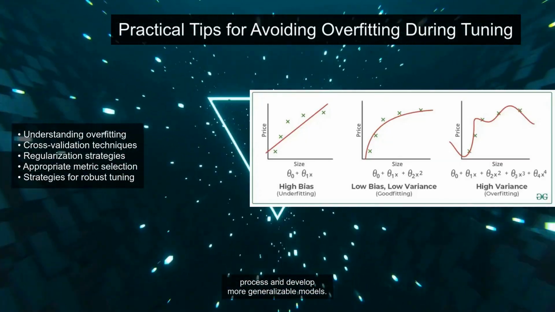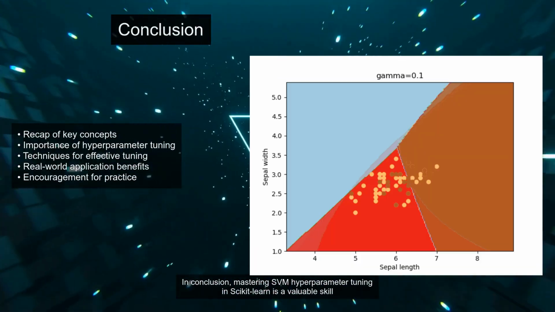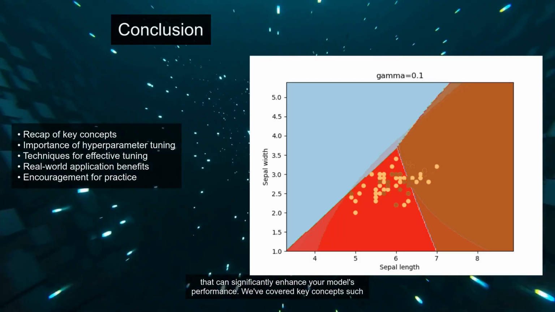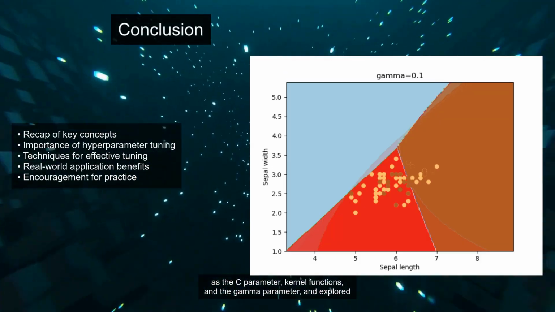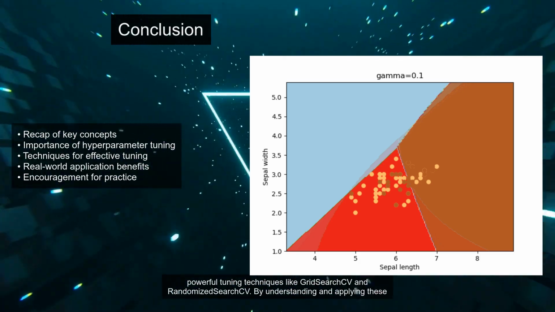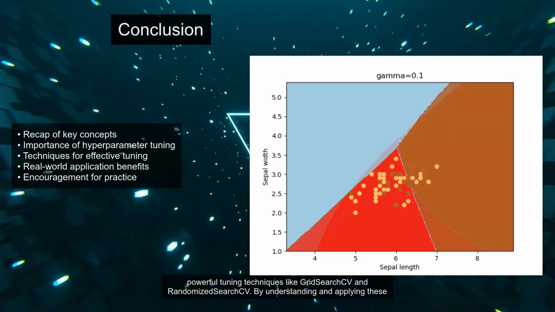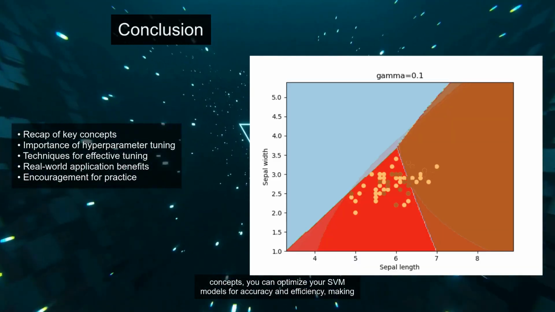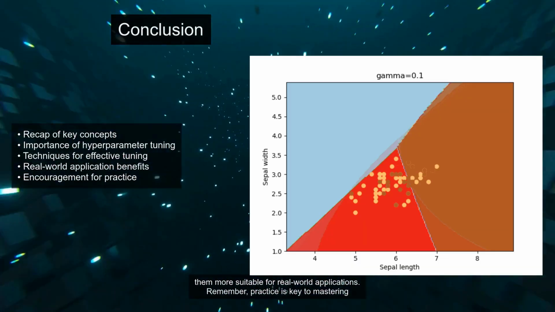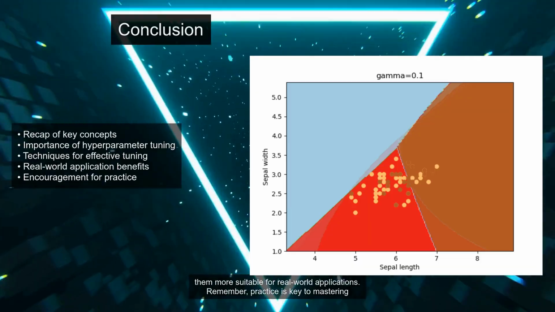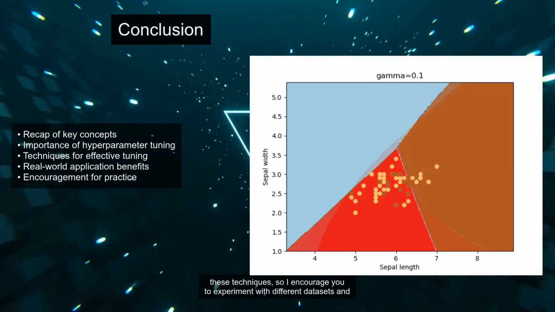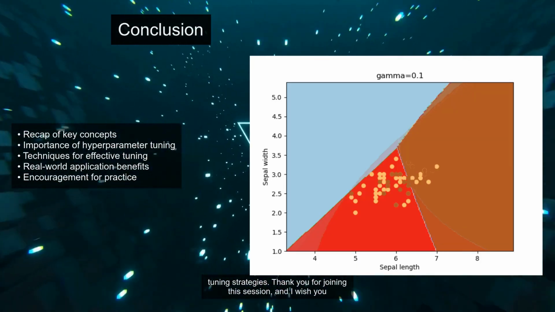In conclusion, mastering SVM hyperparameter tuning in Scikit-learn is a valuable skill that can significantly enhance your model's performance. We've covered key concepts such as the C parameter, kernel functions, and the gamma parameter, and explored powerful tuning techniques like GridSearchCV and RandomizedSearchCV. By understanding and applying these concepts, you can optimize your SVM models for accuracy and efficiency, making them more suitable for real-world applications. Remember, practice is key to mastering these techniques, so I encourage you to experiment with different datasets and tuning strategies.